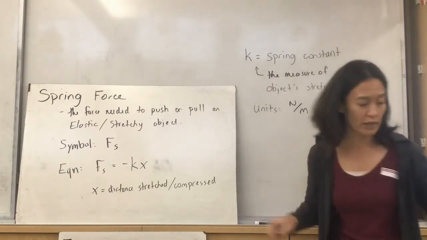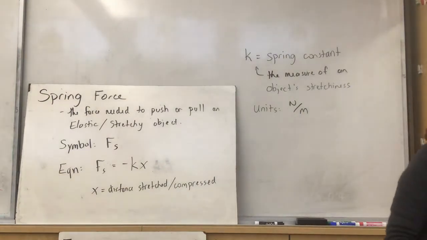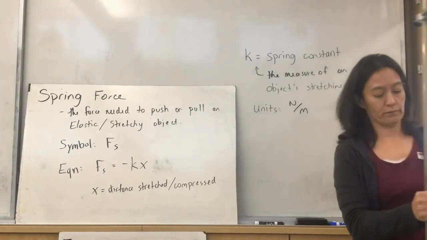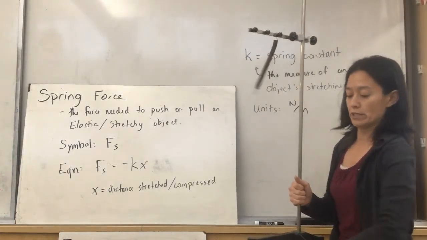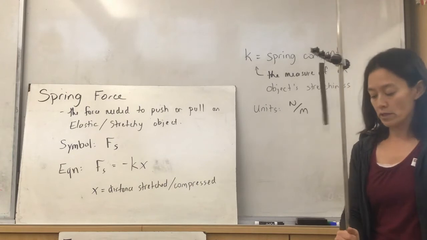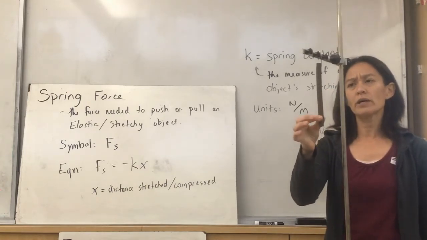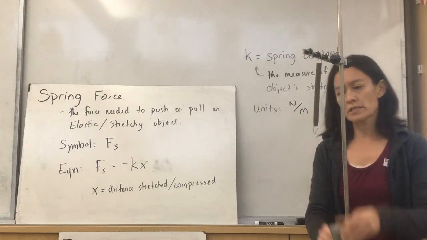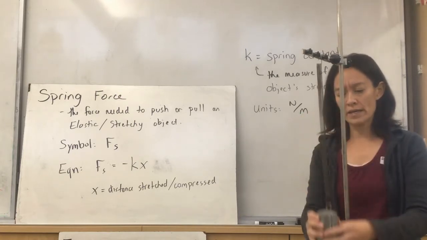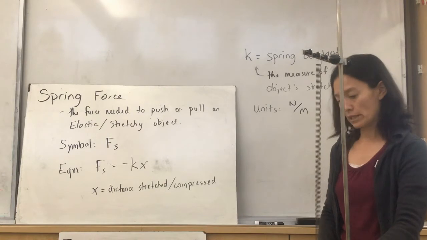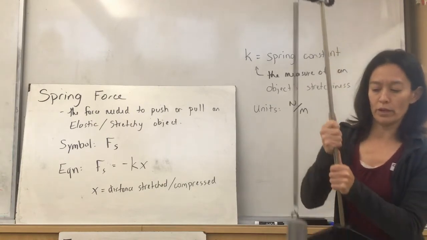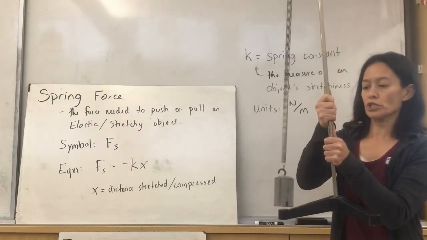Another example of a high K value is my ring stand here. This is something that has a pretty decent K value. It's not like a slinky, but if I were to put my 1 kilogram mass on it, you can see it's stretching it. I don't know if you can see that. I'll hold it up. Oh, golly.